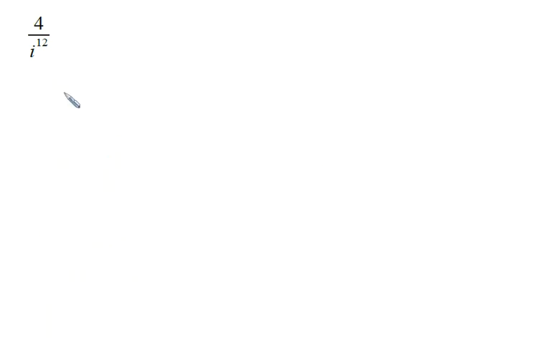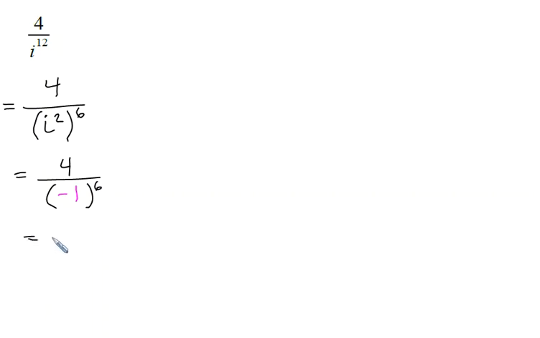Now in this case we have an imaginary term in a denominator, but we're going to think about it the same way. So i to the 12th is already even. We're going to try to write it as i squared to some exponent. Well, 2 times 6 is 12, so i squared raised to the 6th is really i to the 12th. Now we'll go through and we'll replace i squared with -1. A -1 to an even exponent would be positive, because a negative times a negative is a positive. So this will be 4 over 1, which is just going to be equal to 4.